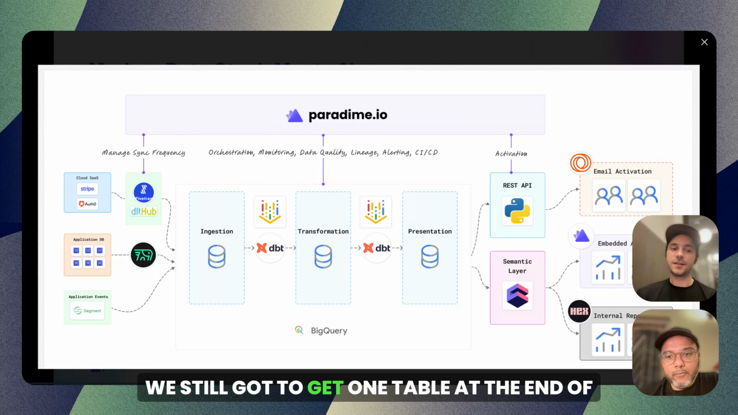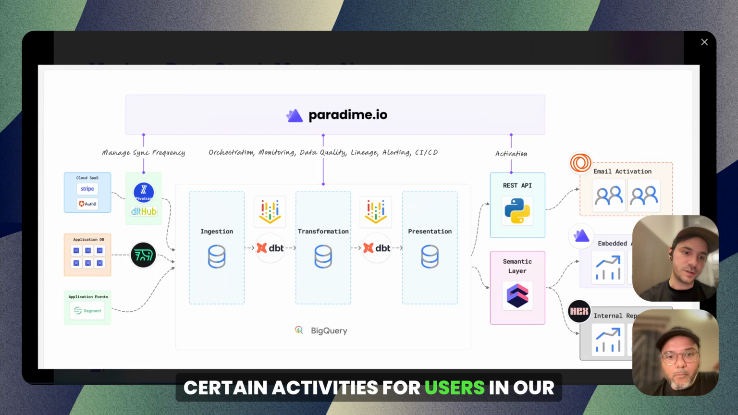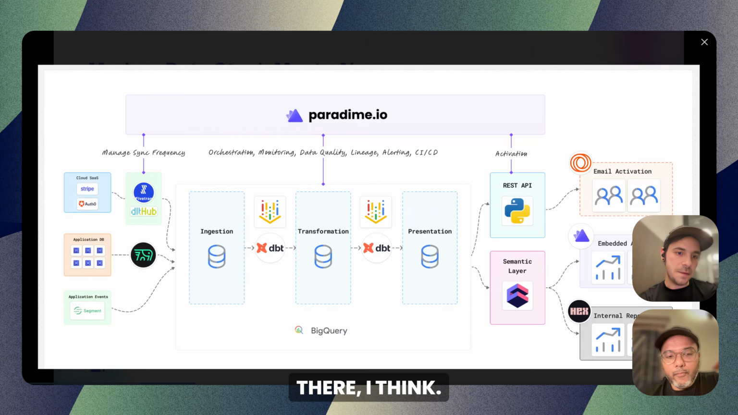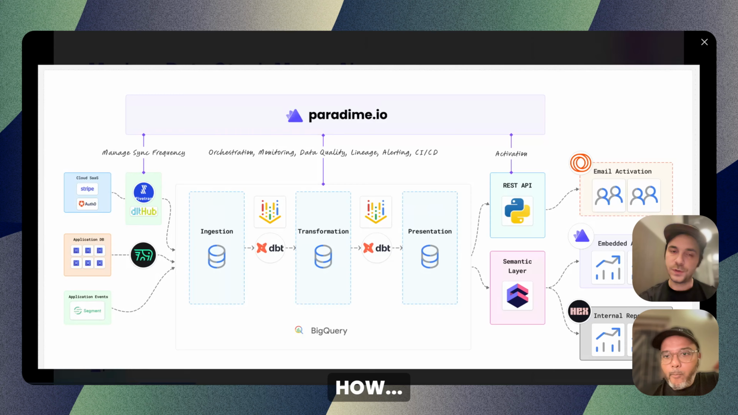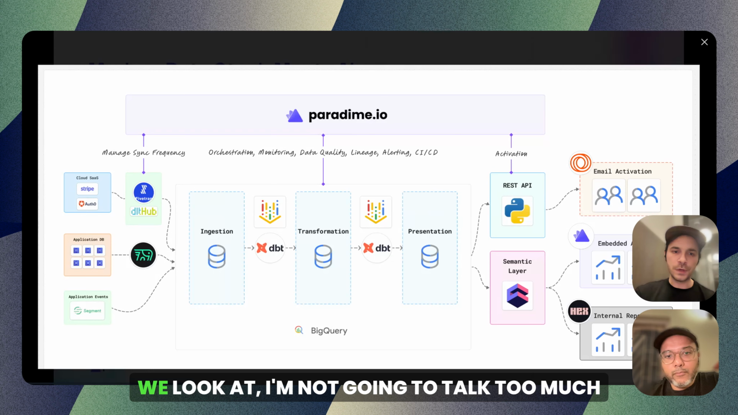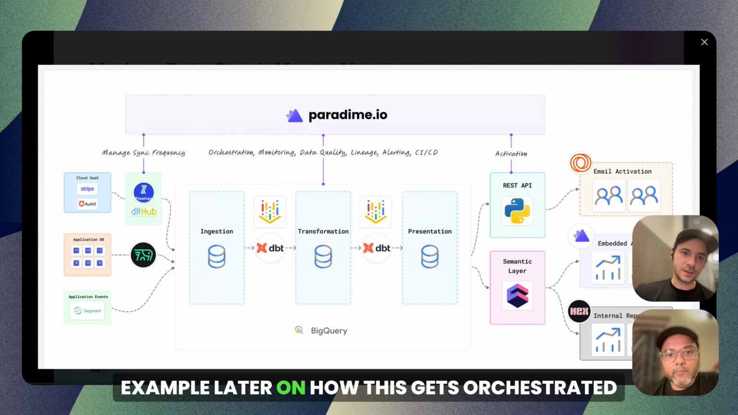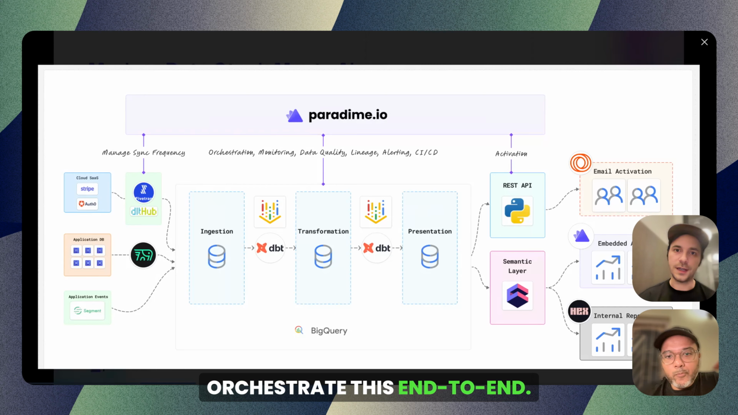We're still going to get one table at the end of the day for analytics purposes that tracks certain activities for users in our databases. And then, of course, Segment is always there, I think. It's all about tracking events and how users are actually interacting with our platform. I'm not going to talk too much about the top level part because we have an example later on of how these get orchestrated together, but Paradime helps us with Bolt to orchestrate this end-to-end.